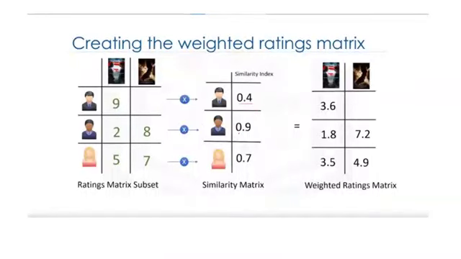The most similar user out of these three is this particular user, where the score is 0.9, followed by this particular user, 0.7. So whatever rating each of these users has given to these two unwatched movies will get multiplied with the similarity index, and then this weighted rating matrix will be calculated. So 9 into 0.4, 3.6 for this particular movie.